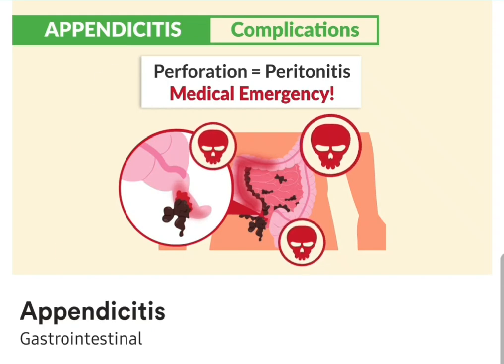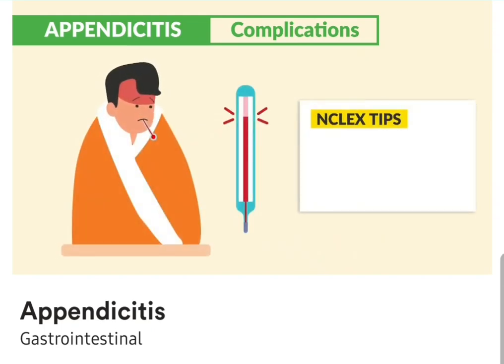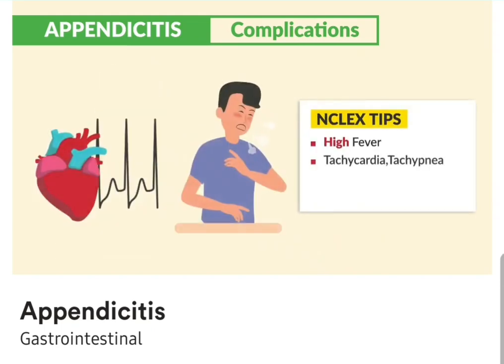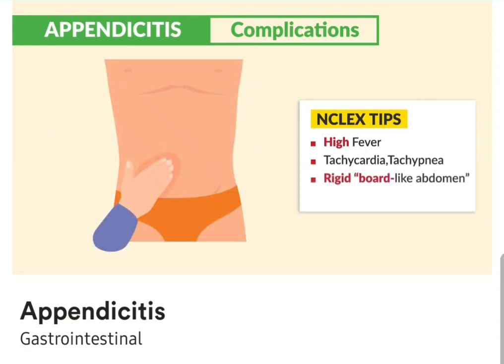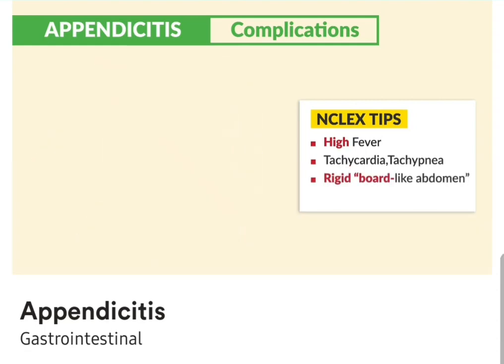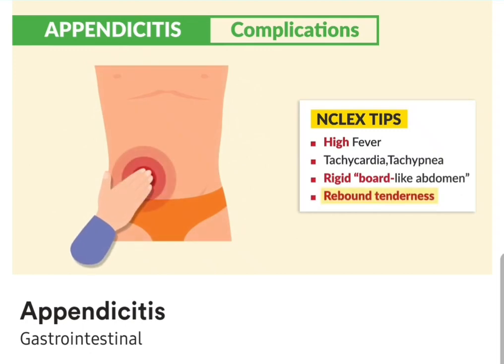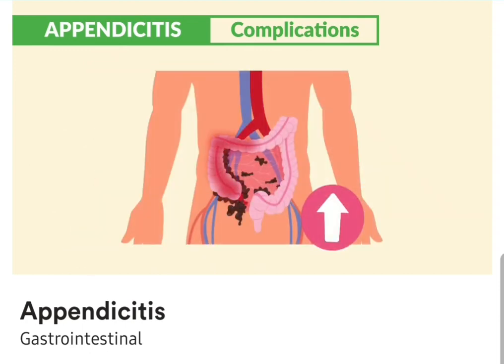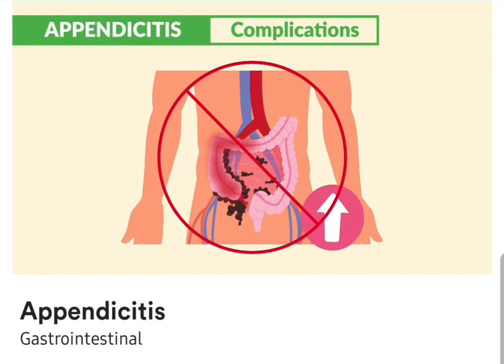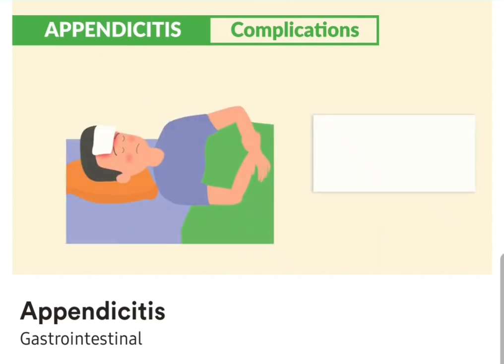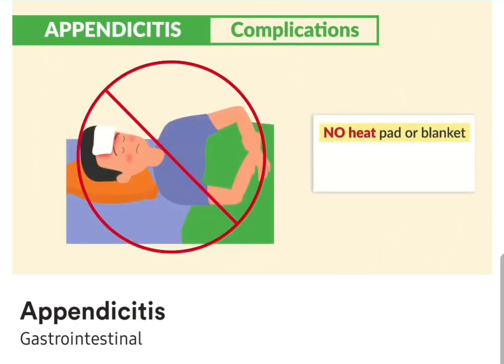Very, very deadly. So the NCLEX tips, write these down. High fever, tachycardia, tachypnea, fancy words for a fast heart rate and a fast respiratory rate, as well as key terms, a rigid board-like abdomen, as well as rebound tenderness. So we must avoid anything that can increase blood flow to the intestines. So the key term here is no heating pad or even a heating blanket. I would write this one down and highlight it.